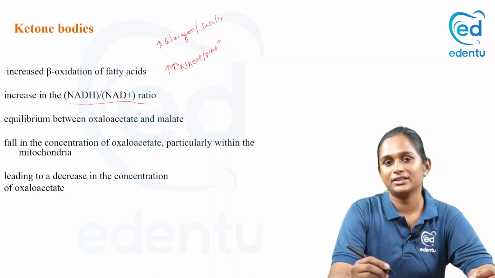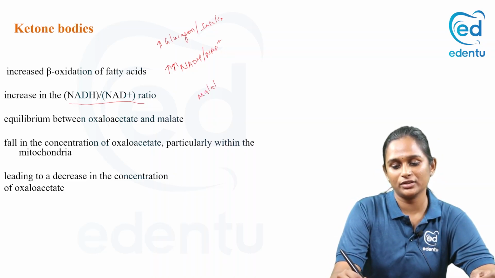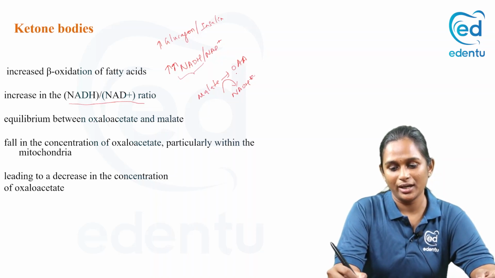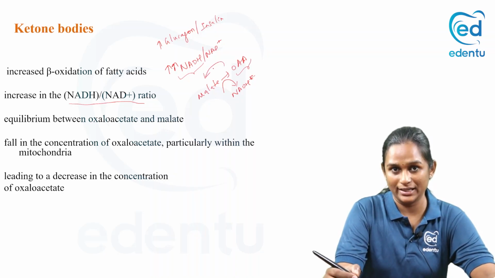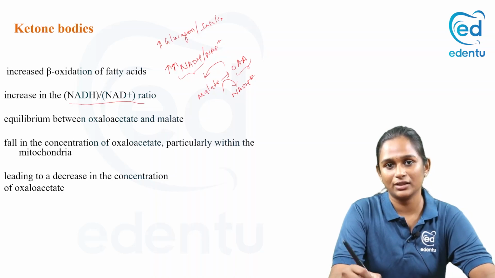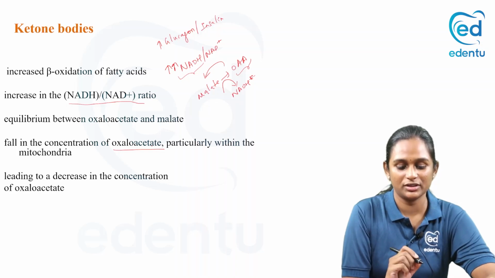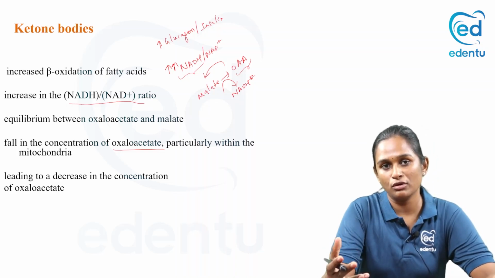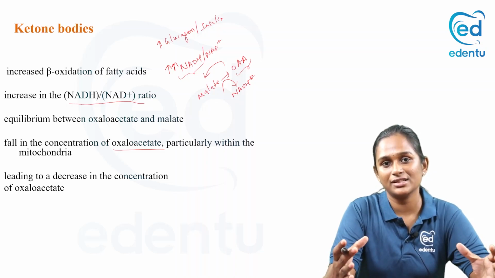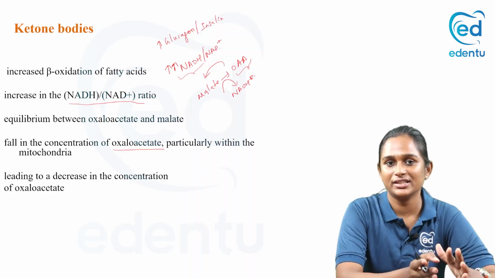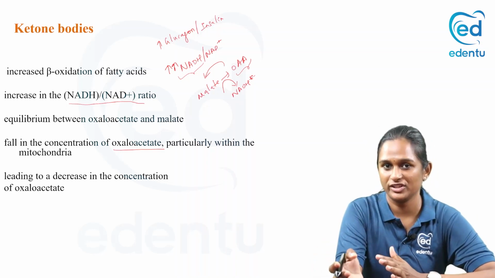If you remember in the TCA cycle, the final step where malate is converted to oxaloacetate, one NADH is produced. Since we already have a greater amount of NADH, what happens? All the oxaloacetate will be converted to malate. So there will be a fall in the concentration of oxaloacetate, particularly within the mitochondria. Since there is less oxaloacetate in the mitochondria, instead of going into the TCA cycle, this acetyl-CoA will go in for ketone body synthesis.